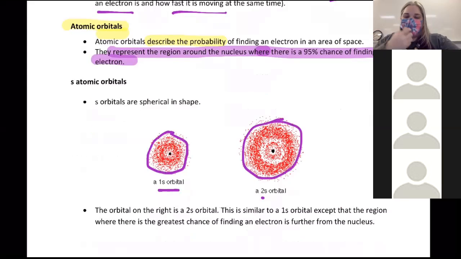So what is different about them? Because they're both round, they're both spherical, but they're not exactly the same. What's different about them? Nope, they hold 2 electrons. That's it.